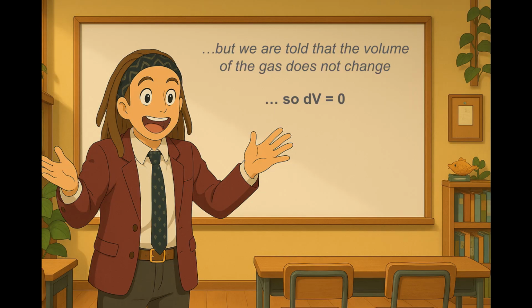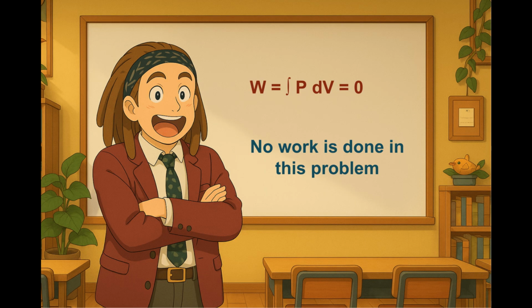With our equation in hand, let's substitute our known conditions and solve. The problem explicitly states that the gas is heated at constant volume. What does constant volume mean for dV? It means there is no change in volume whatsoever. Therefore, dV is precisely 0 at every instant during this process. If dV is 0, then when we integrate P dV from our initial to final state, the entire integral evaluates to 0. So the work done by the gas, W, is 0 joules.